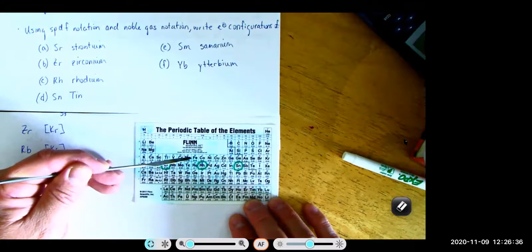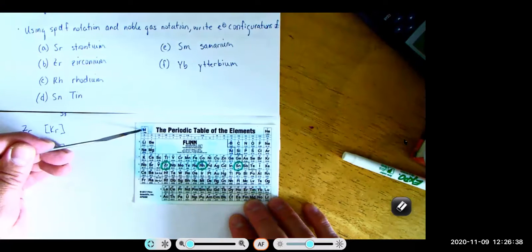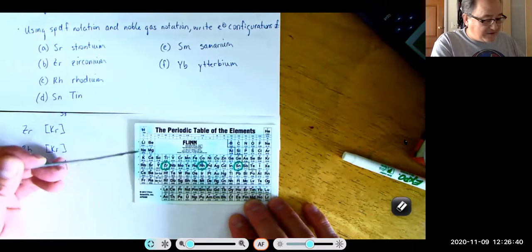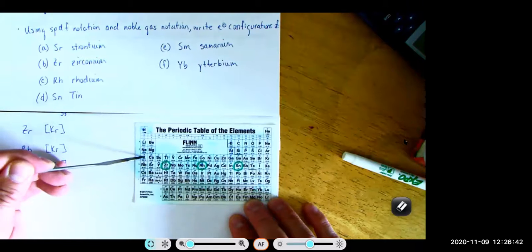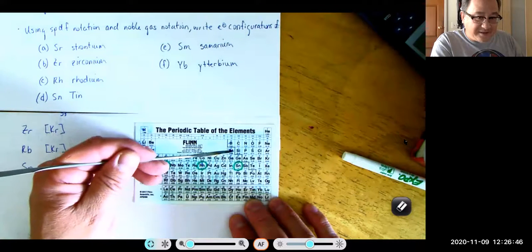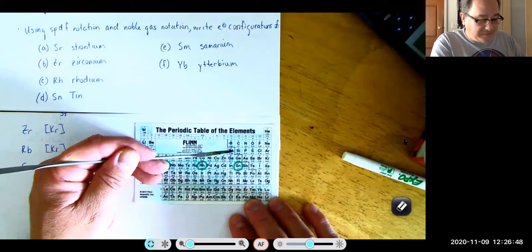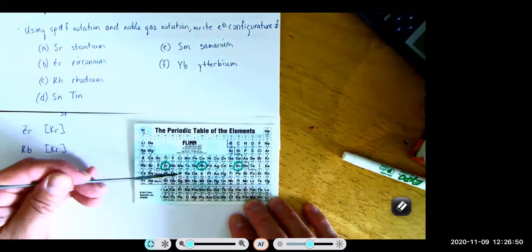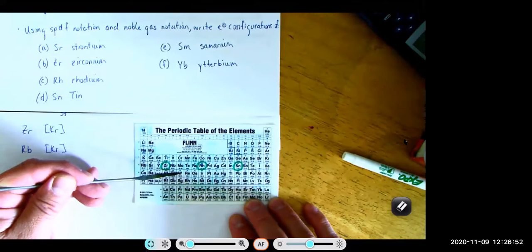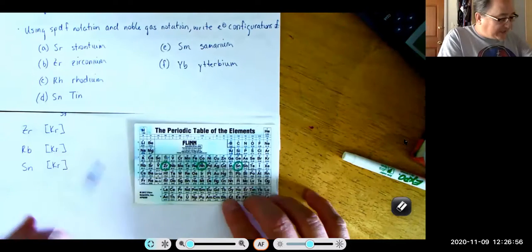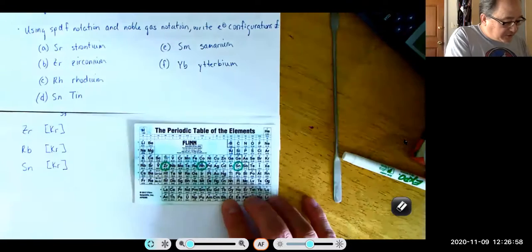How about here? 3d. How about here? 1s. How about here? 4s. How about here? 3p. How about here? 5d. So now let's get the electron configuration of zirconium, which is right here.